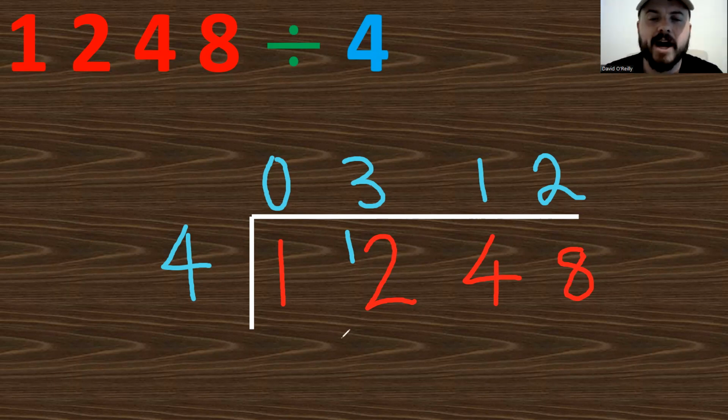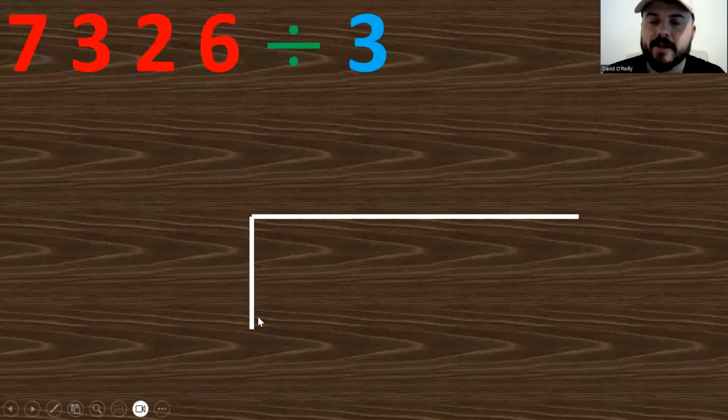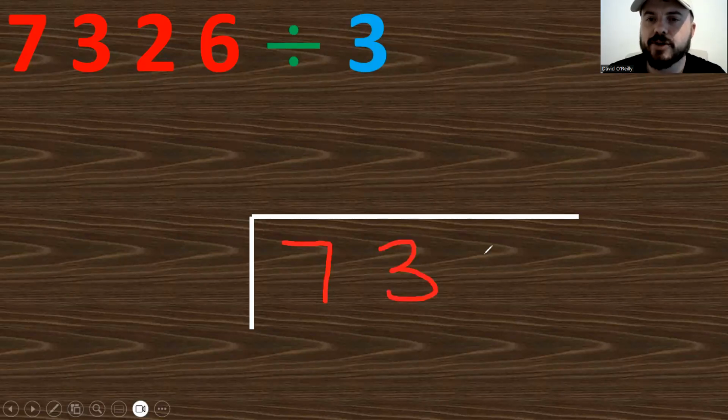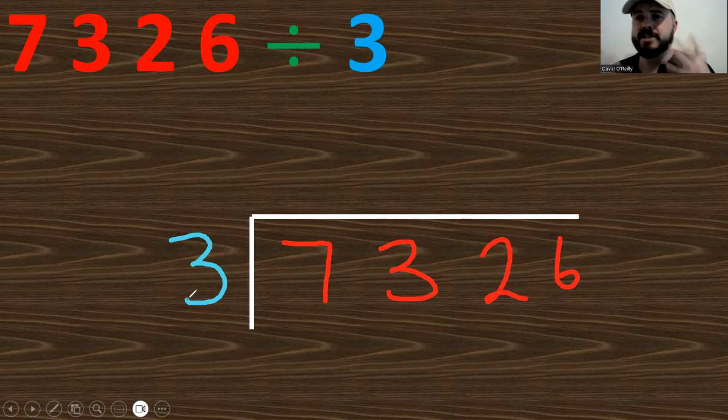Okay, our final question is 7326. So the bigger number, which has been divided, goes into the bus stop. And on the outside, we put the number it's been divided by, which is a 3. Okay, once again, if you want to have a go before I tell you the answer, pause the video, have a go and press play when you're ready.